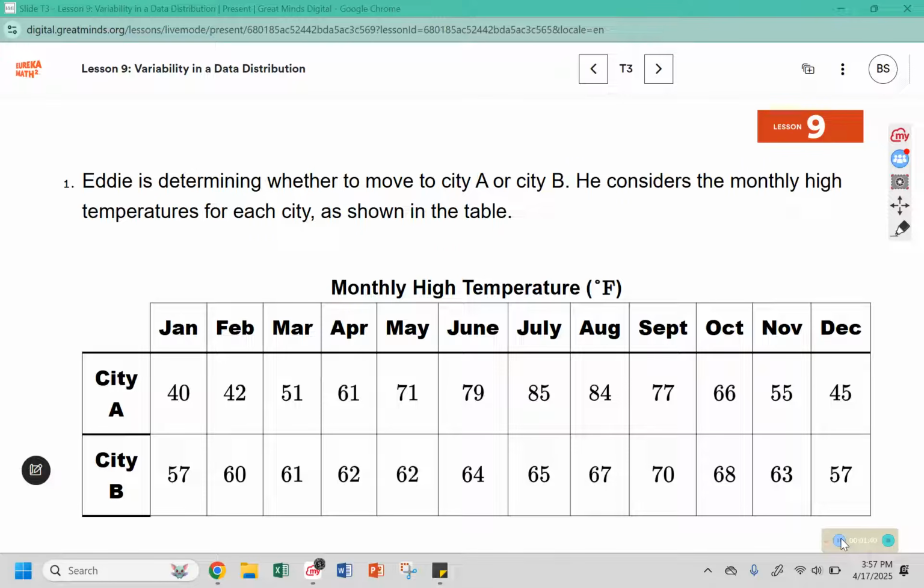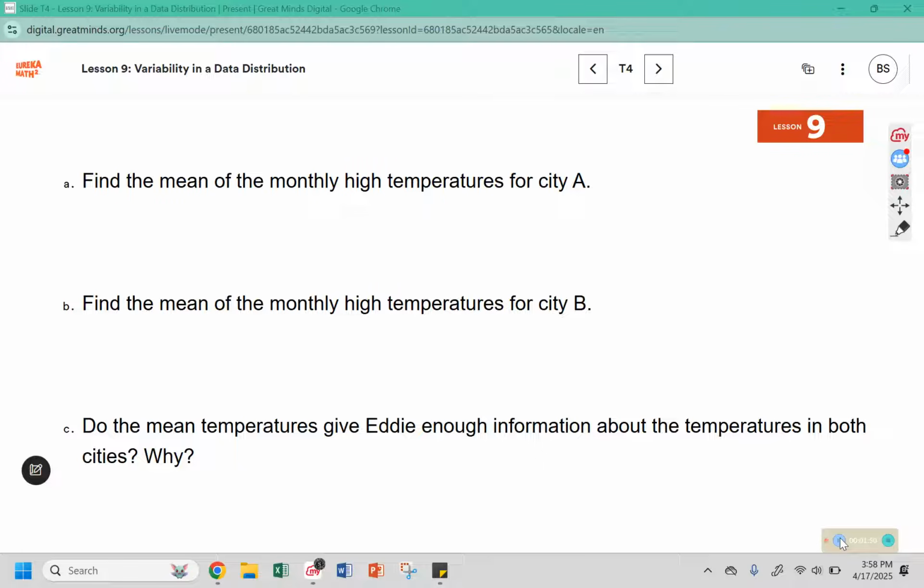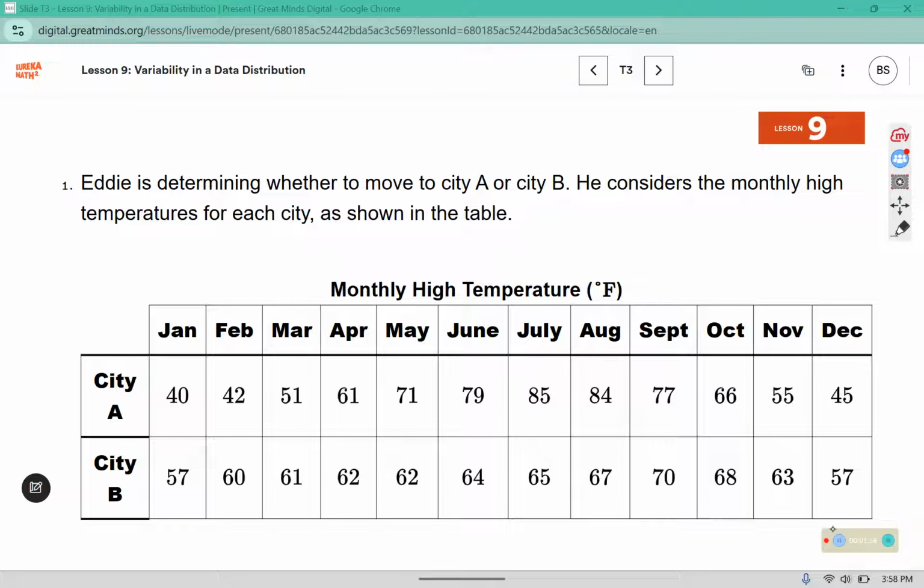So Eddie is determining whether to move to city A or city B, and he considers the monthly high temperatures for each city as shown in the table. We are going to find the mean of the monthly high temperature for city A and then for city B as well. Begin by adding up all of city A's values for the monthly high temperature. Once you have them all combined, we're going to divide by 12 to fair share since there are 12 months in the year.